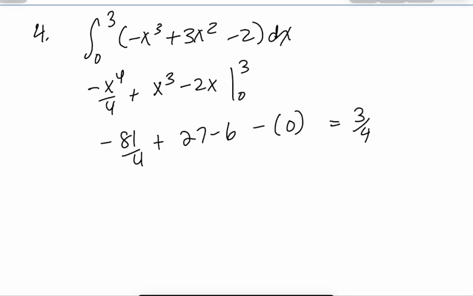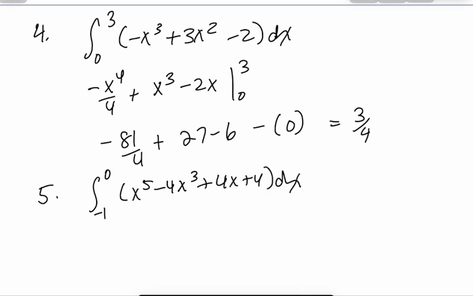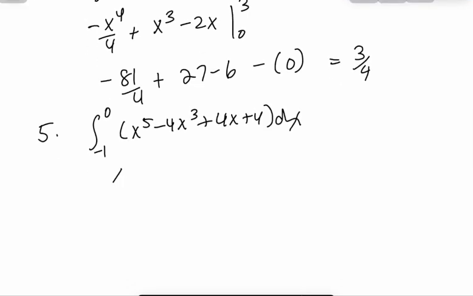Now, number 5 is pretty nice because it's a long problem, but the boundaries aren't totally horrible to plug in. So if we do this one, we're going to do the antiderivative. So that's going to be x to the 6 over 6 minus 4x to the 4th over 4. It would just be x to the 4th. 4x squared divided by 2 is 2x squared, and then plus 4x. And then we've got these boundaries of 0 and negative 1.